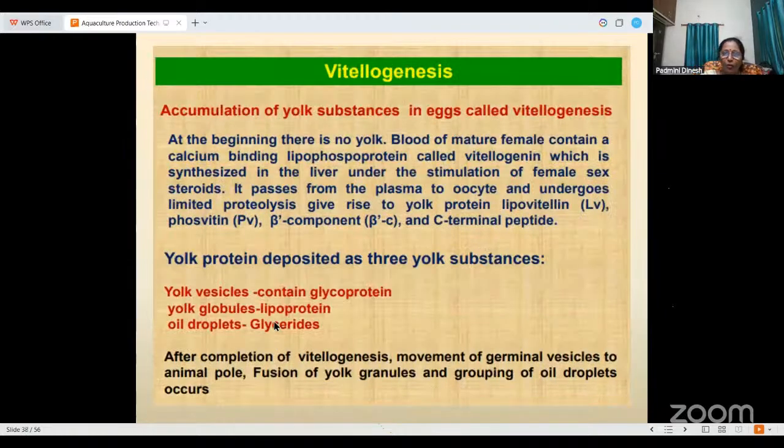Vitellogenesis, as I told you all, what do you mean by vitellogenesis? The deposition of the yolk inside the egg is called vitellogenesis, which is rich in calcium binding phosphoprotein. And of course, it also has yolk proteins like lipovitellin, phosvitin, beta component, and C-terminal peptides. As I told you all, the importance of phosvitin and lipovitellin.